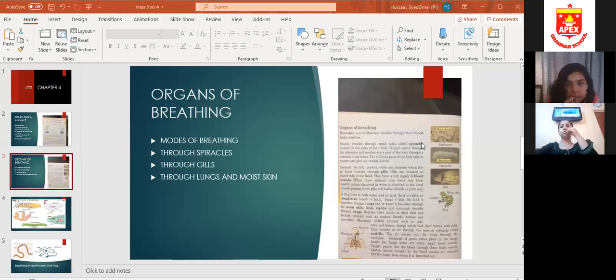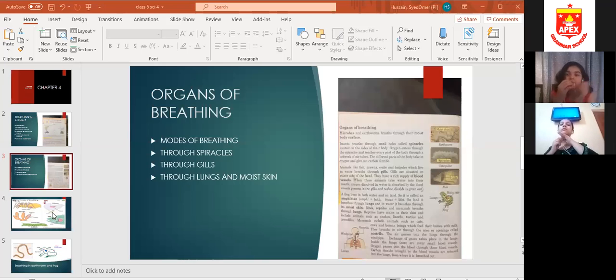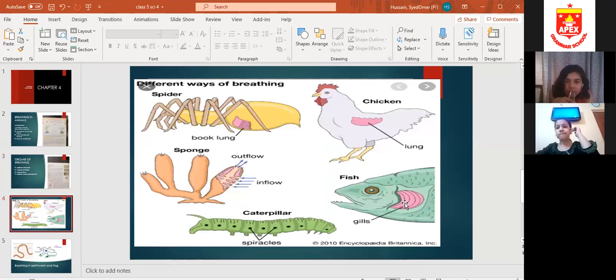Okay, you can tell me. It is absorbed by the blood vessels, which I have shown you in the picture. This one. It is absorbed by the blood vessels present in the gills, and then it is transferred to the body. And carbon dioxide is breathed out.